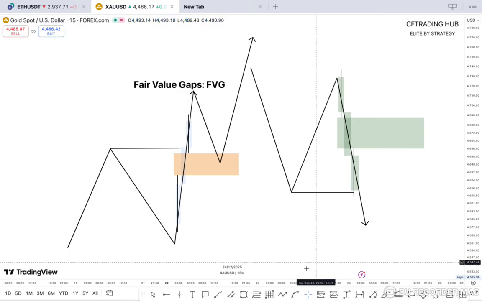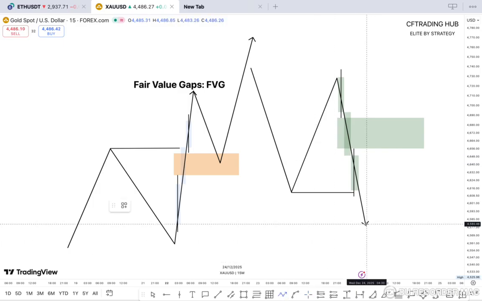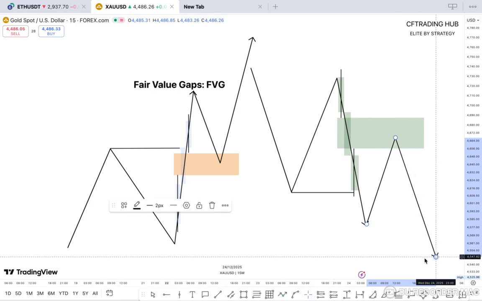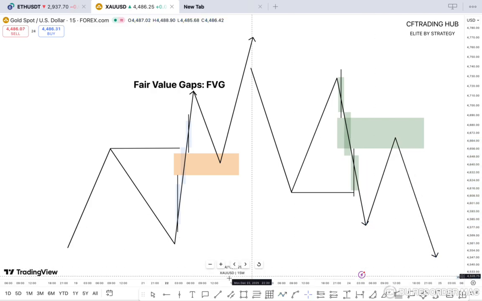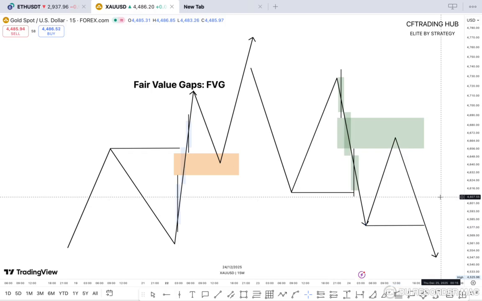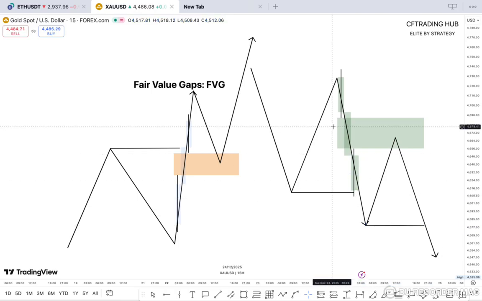And you want to see what? You want to see a pullback into that particular fair value gap, and then the downside continues being delivered with another break of structure over here. So this is an example of a fair value gap in a supply level. So yeah, this is a fair value gap. And what else do I need to say about it? I've said everything I need to say about it.